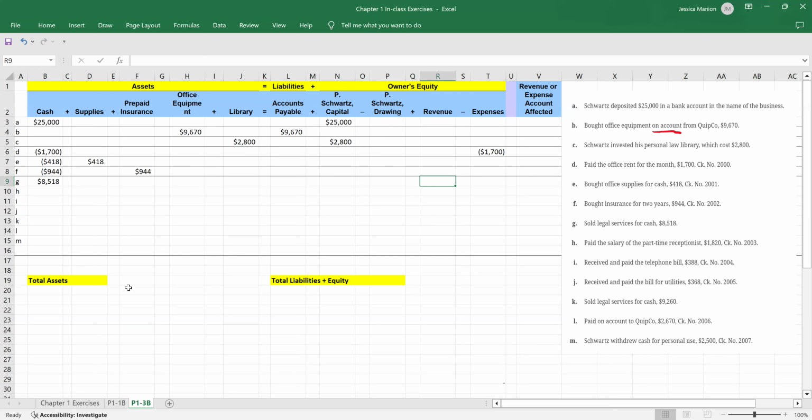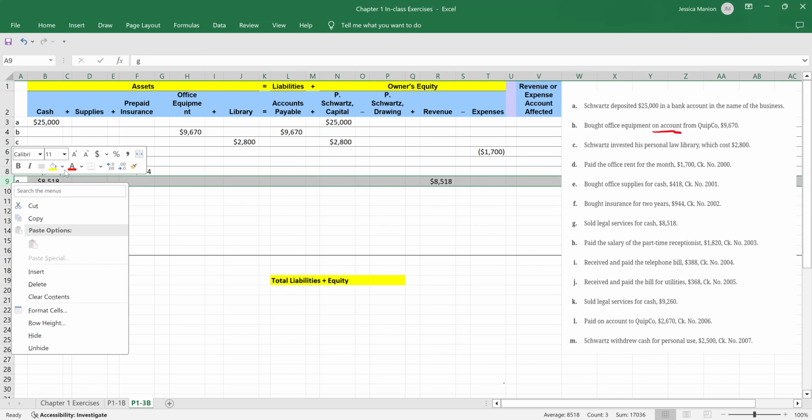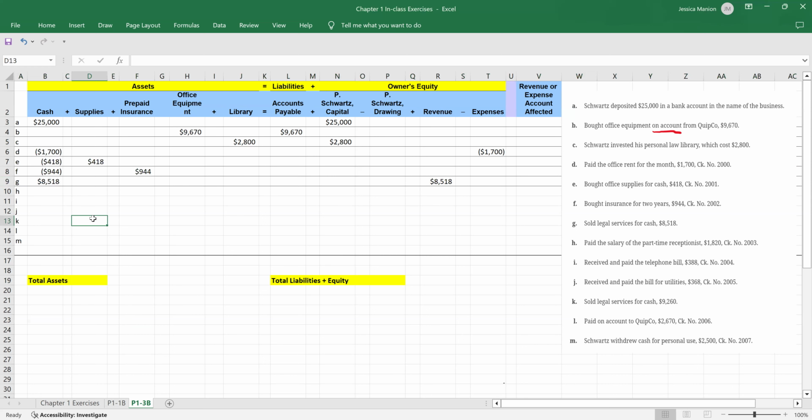And the other side of this is revenue is going up. When we earn revenue, that increases equity, right? When we have expenses, that decreases equity, but when we earn revenue, that increases equity. So that's an increase. Okay.